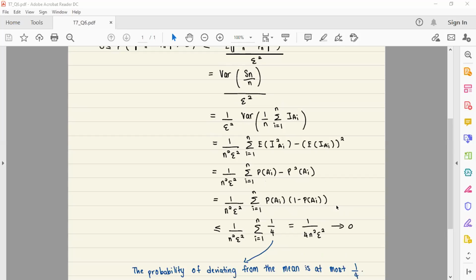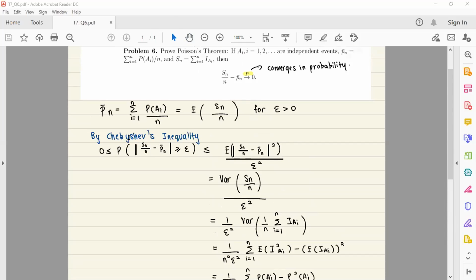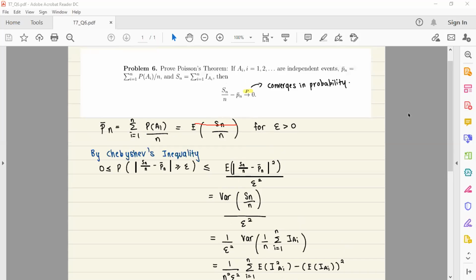Okay. Yeah, the reasoning is correct. Let's scroll up again. First, make this observation, right? Because this observation will allow you to apply Chebyshev's inequality, isn't it? By noting that this quantity here, Pn bar, is basically the expectation of Sn over n.